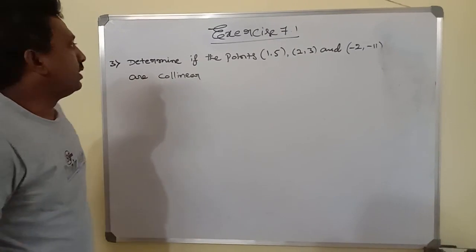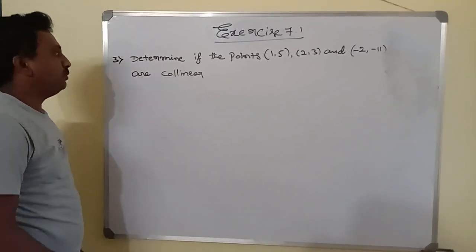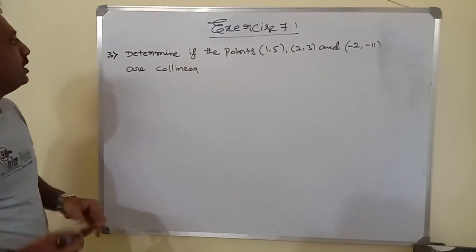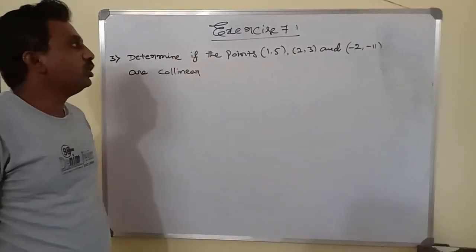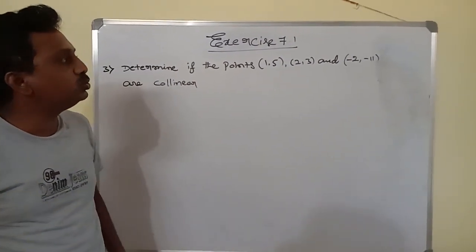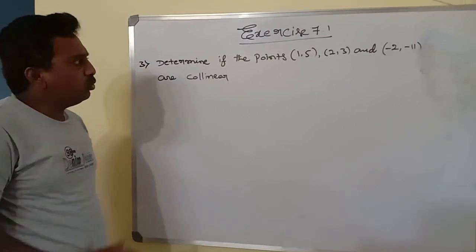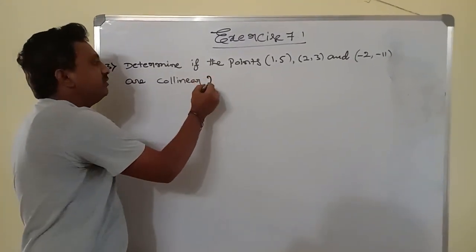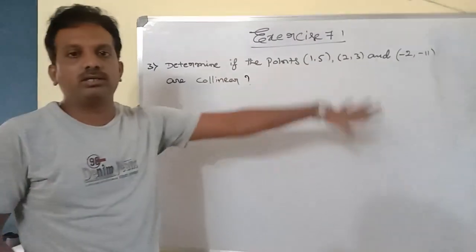Okay. Right, see the next, third problem. In the third problem, what is given in the question? Determine if the points (1, 5), (2, 3) and (-2, -11) are collinear. So, are these 3 points collinear or not?